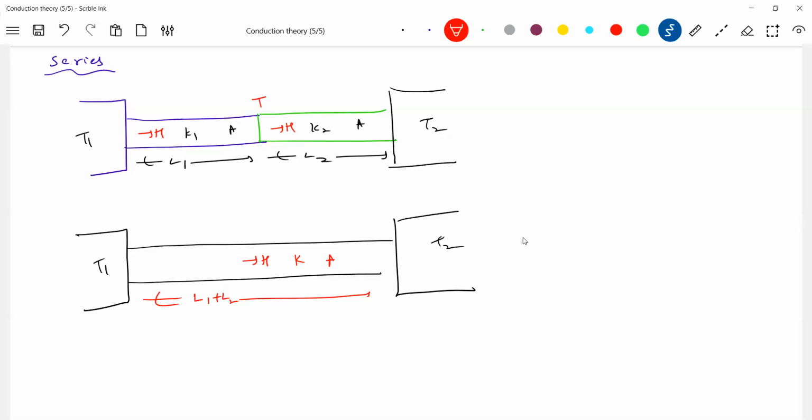So let T be the temperature. Okay, we'll write like this. So what is the second diagram? It is equivalent to these two. Across the source and sink, I connected two rods.